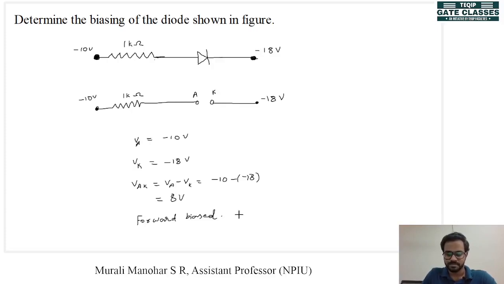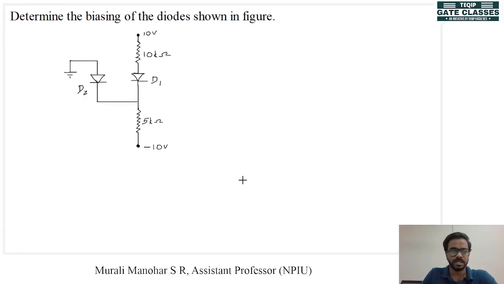Right? I hope this is clear for you. Then we can go for the next problem. Here we have two diodes, and again we have to determine the biasing of the diodes.